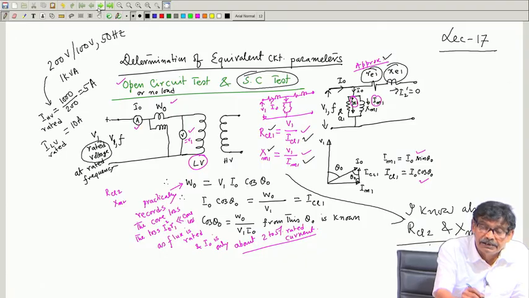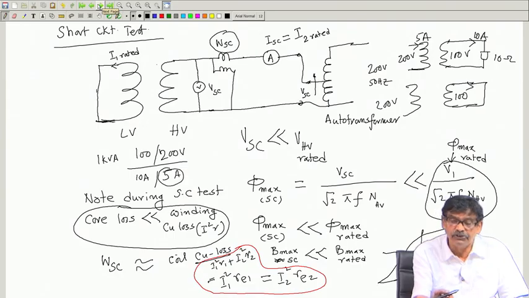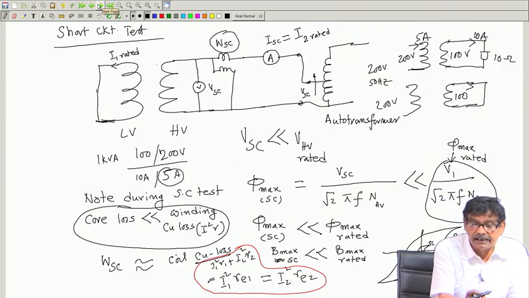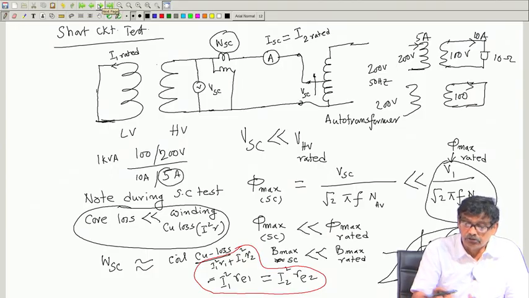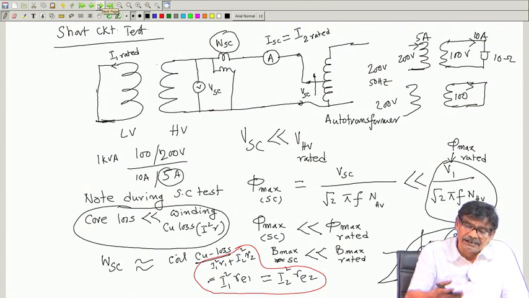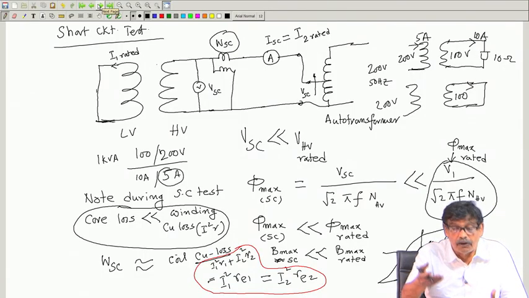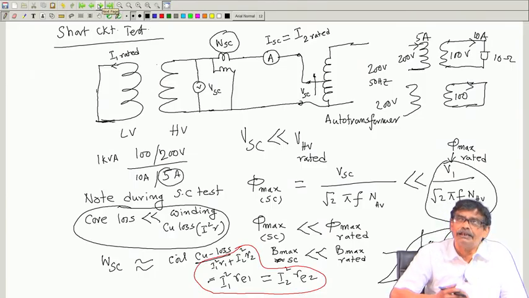Now, similarly, during short circuit test, if you had carried out the short circuit test energizing from the LV side, keeping the HV side shorted, also for this transformer no issue, because rated current is only 5 ampere and 10 ampere. LV side you can do. So, all the voltages, currents and power to be measured, those meters are available and there is nothing wrong in that.